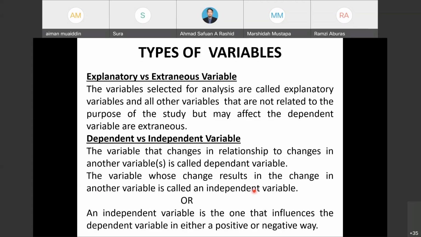Then dependent versus independent variable. The variable that changes in relation to a change in another variable is called the dependent variable. The variable whose change results in the change in another variable is called the independent variable. Normally, if we create a graph, the independent variable is on the x axis, while the dependent is on the y axis.